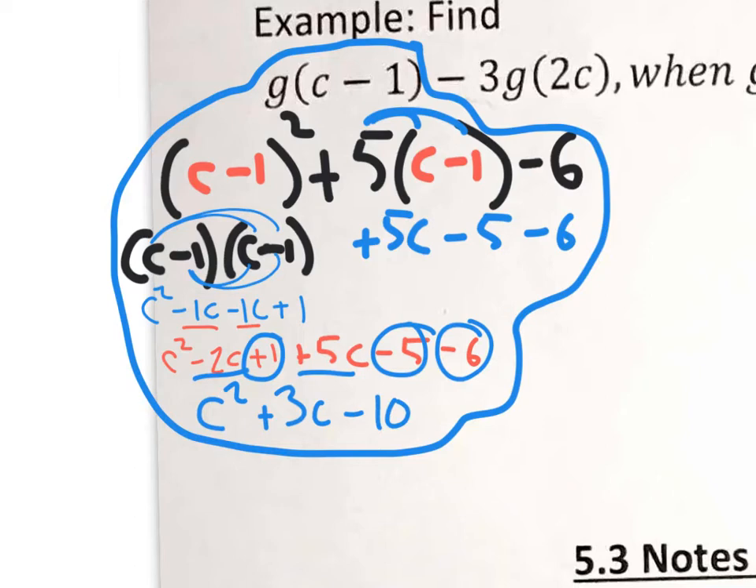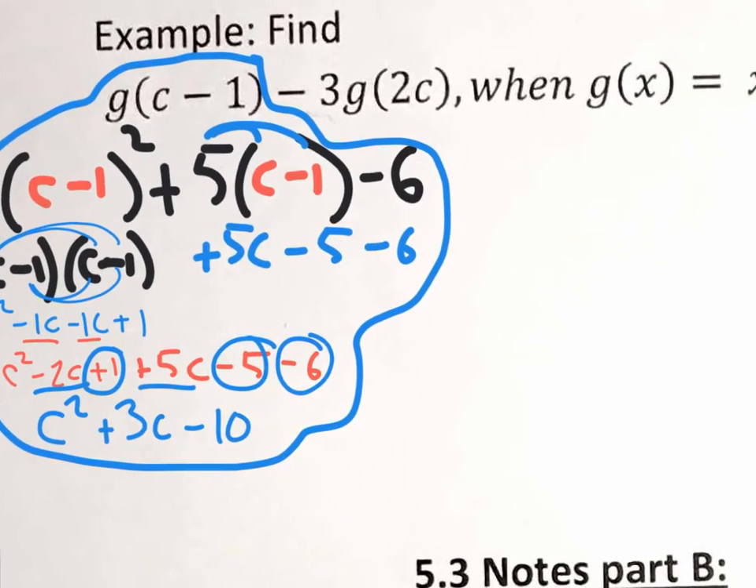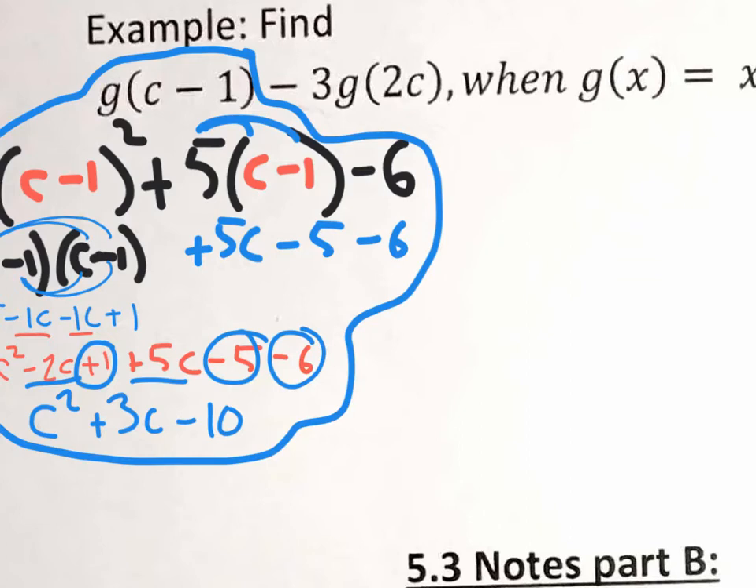So we're going to go back and do this other part, the 3 times g of 2c. So you might want to take this in parts. Let's do g of 2c first, and then we're going to multiply that answer by 3, and then at the very end we'll worry about subtracting. Okay?